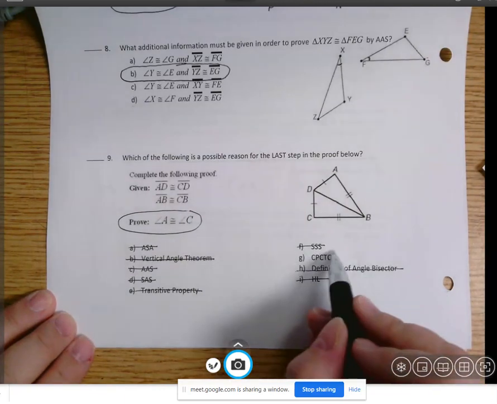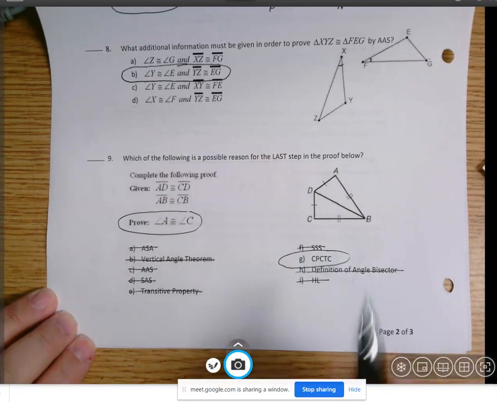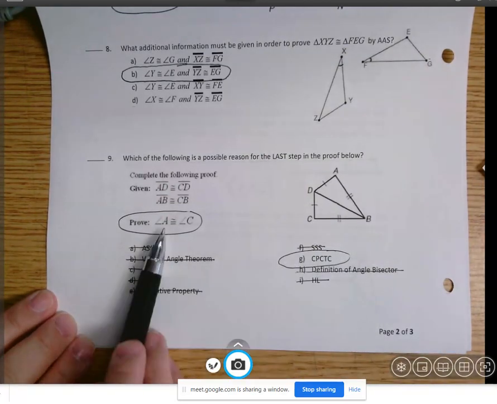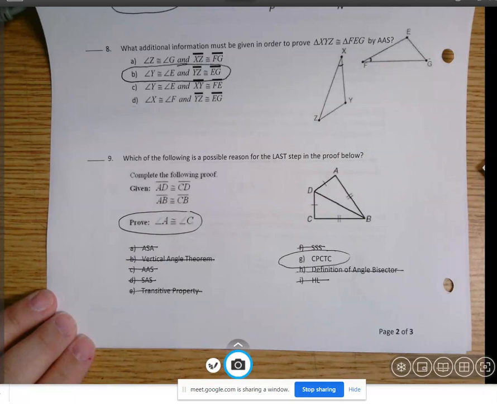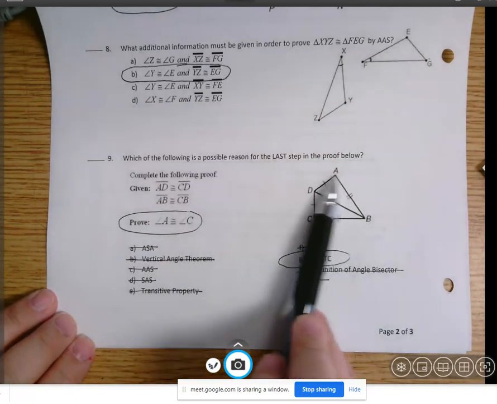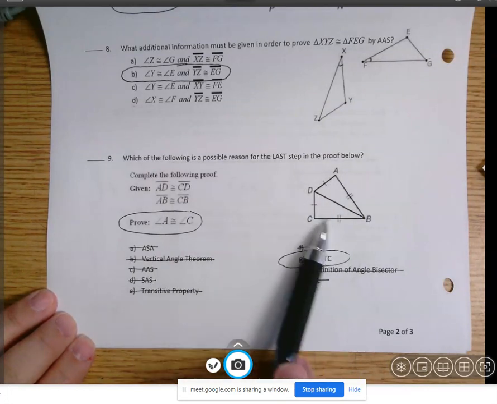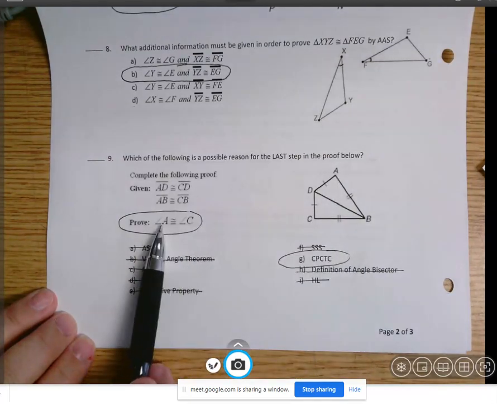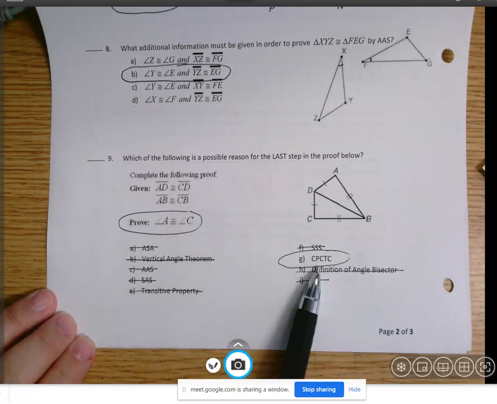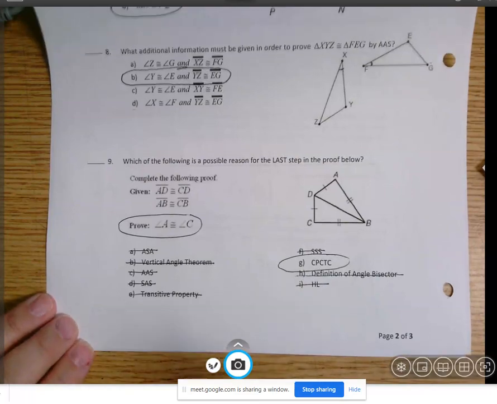The big picture we were getting at here is that CPCTC proves that pieces of congruent triangles are congruent. So if you're trying to prove parts, either a segment is congruent to a segment or an angle is congruent to an angle, and you think that you could prove the whole triangles are congruent, then that's probably where you're going. You're going to prove the whole triangles are congruent, and then the very last step say, okay, now I know that these parts are congruent by CPCTC. Okay, so that's G.